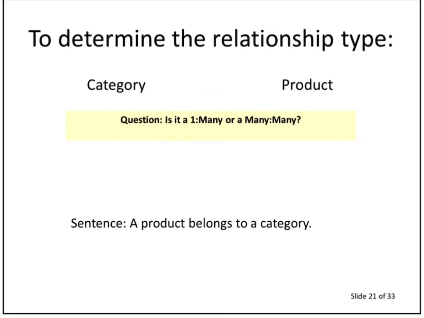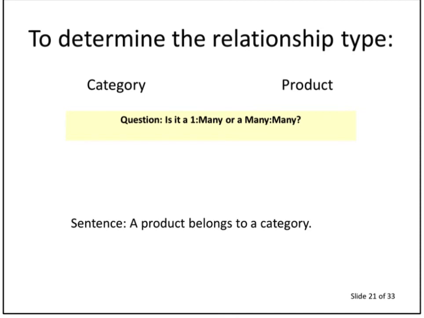We have a sentence down below which is product belongs to a category. For example, milk belongs to dairy category. Think about it. Alright, now you have some time to think about it. Is it a one-to-many or is it many-to-many relationship? And the answer is it depends on the business rules.